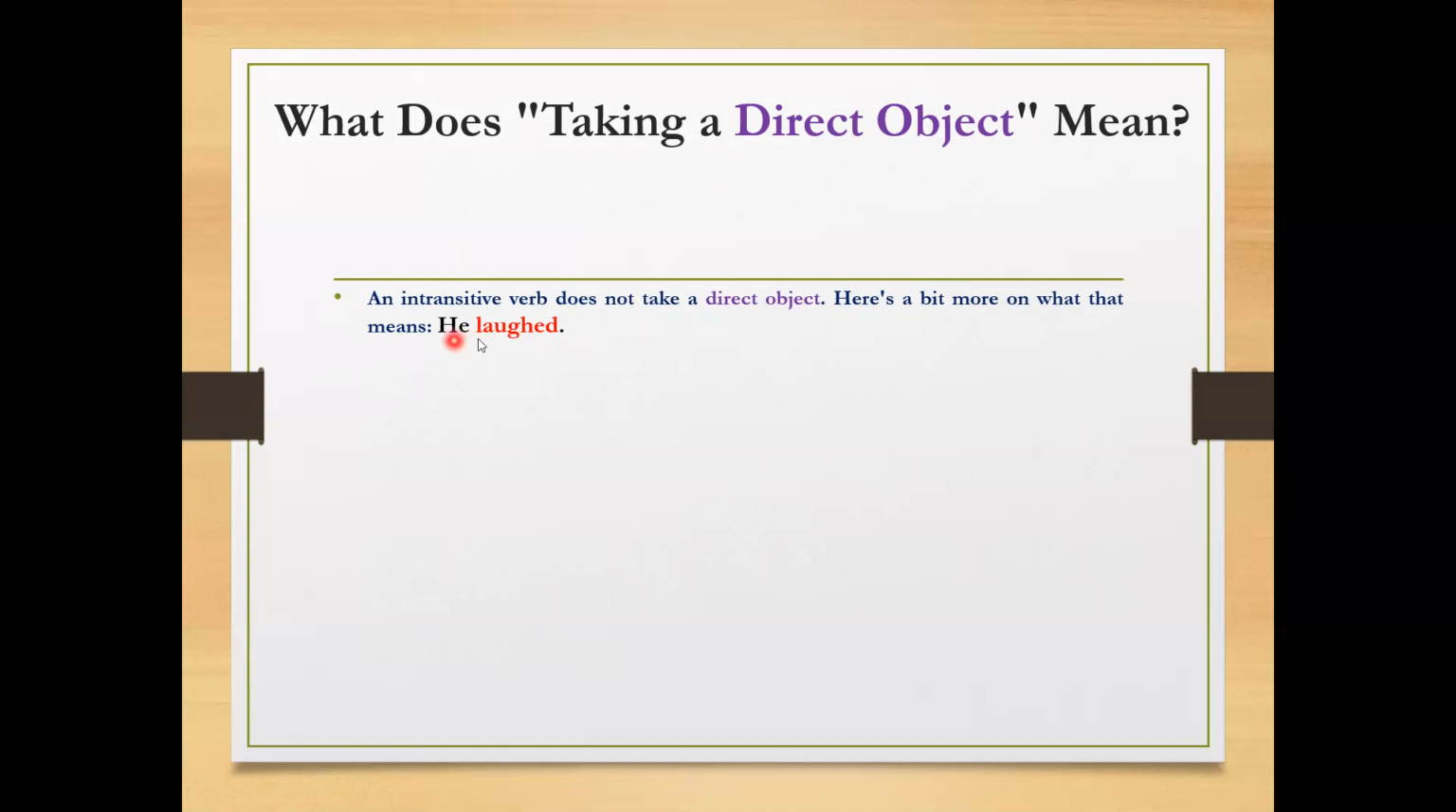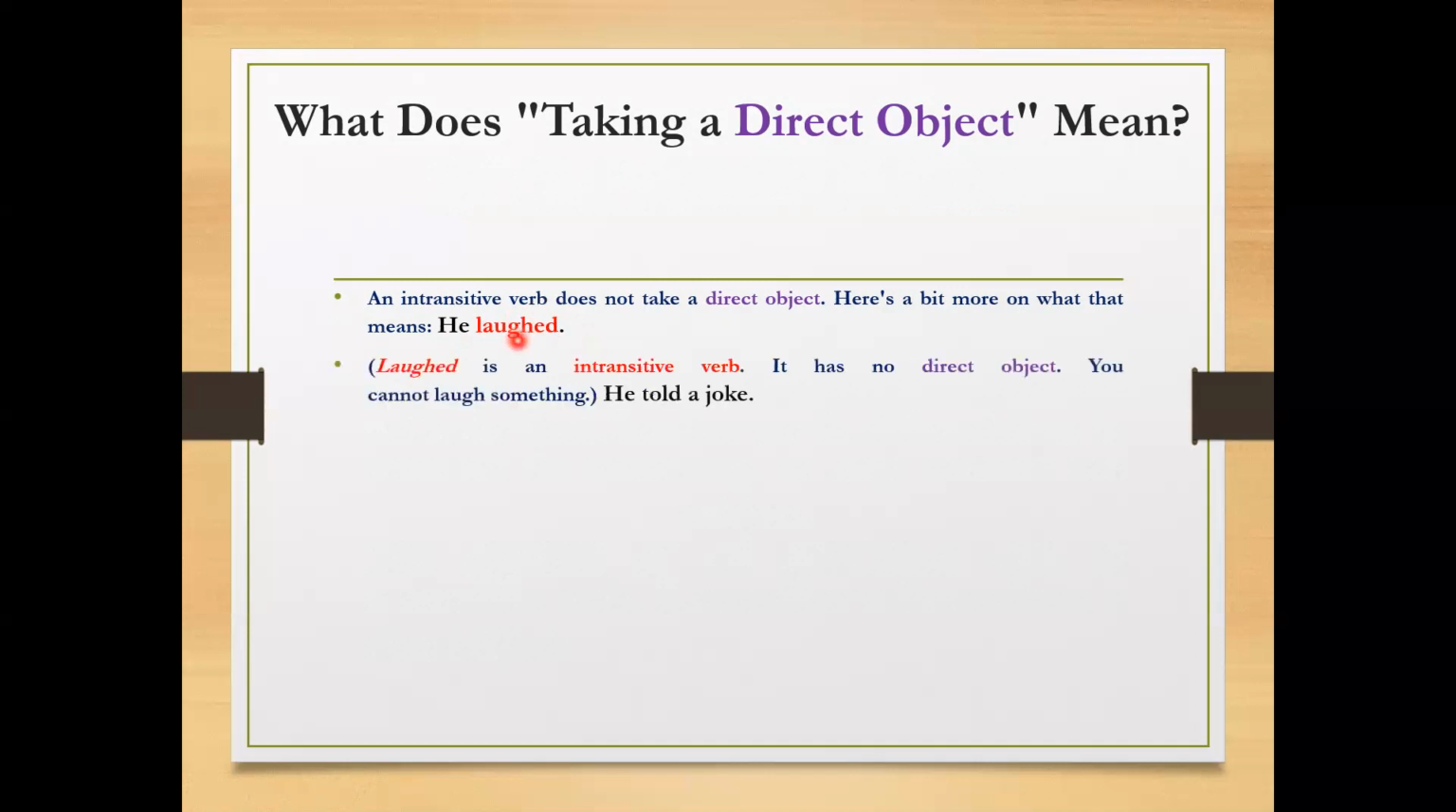Now listen, dear students, here is an example: he laughed. Is there any object? No. Can you change this sentence into passive? No. So it means that the word laughed is an intransitive verb. Again, laughed is an intransitive verb. It has no direct object.